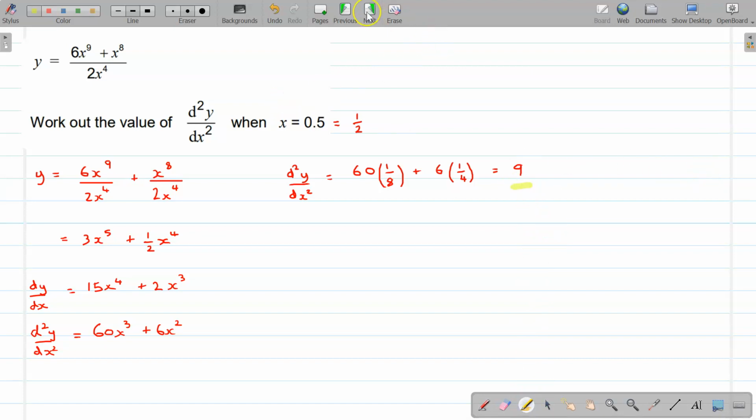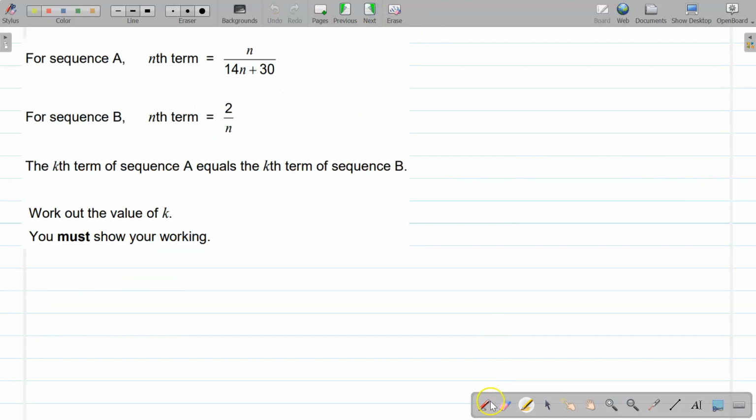Okay, next question. This is a sequence A, the nth term is given by that rule. For B, the nth term is given by that rule. The kth term of a sequence A equals the kth term of a sequence B.